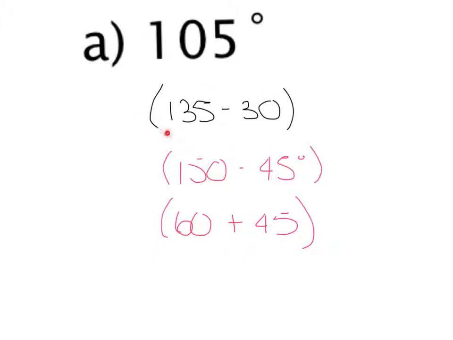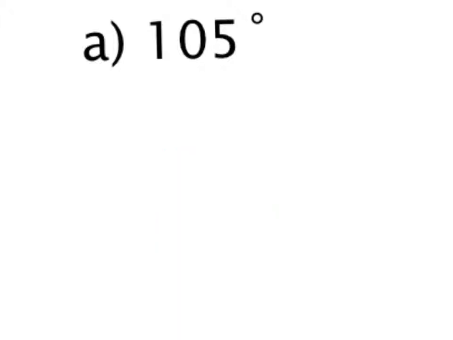No. I can do 135 minus 30. I could do 150 minus 45. I could do 60 plus 45. As long as I'm using values from the unit circle so I can evaluate it using the unit circle, then we're good to go. I'm going to pick an easy one. I'm going to pick 60 plus 45. So let's just pick 60 plus 45 degrees. So that way we can stay in quadrant 1. And then it's easy to remember what's sine, cosine of 60 or 45 degrees.